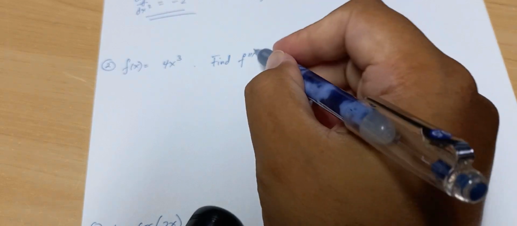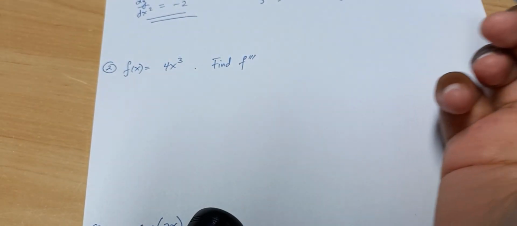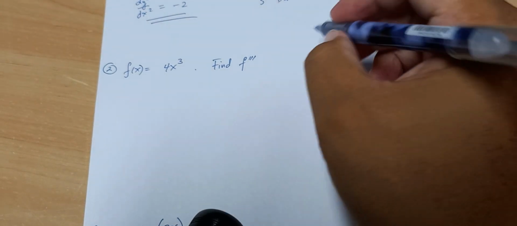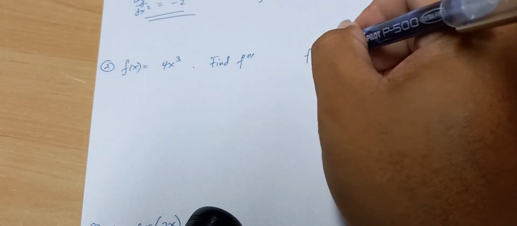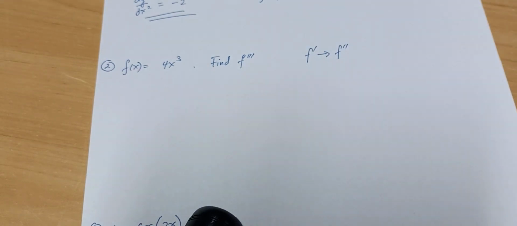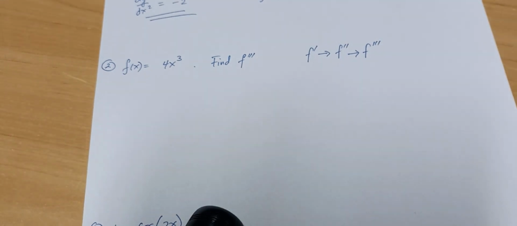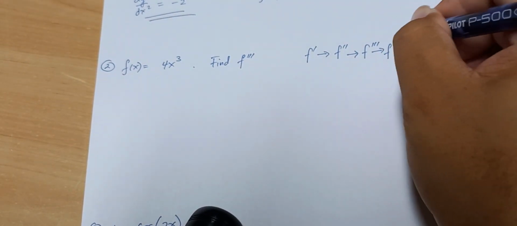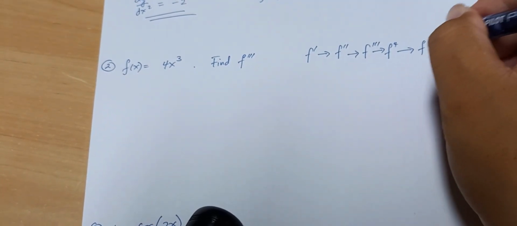Now, f of x equals 4x cubed. Find the third derivative. As you may be familiar, f dash is the first derivative, f double dash is the second derivative, f triple dash is the third derivative. From the fourth level on, we don't write the dashes, we just write 4. For the fifth derivative, we just write 5.